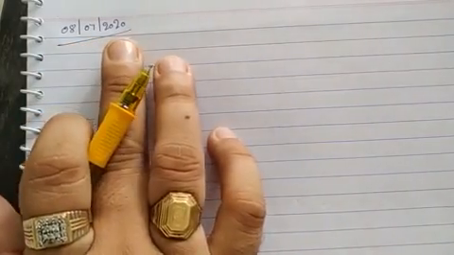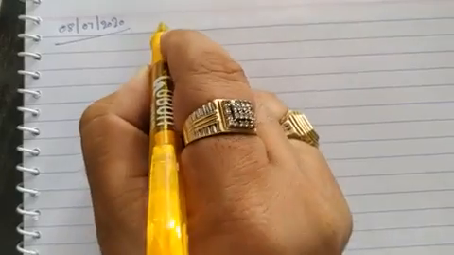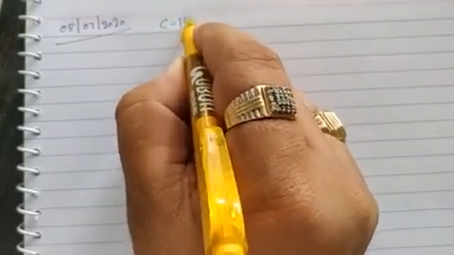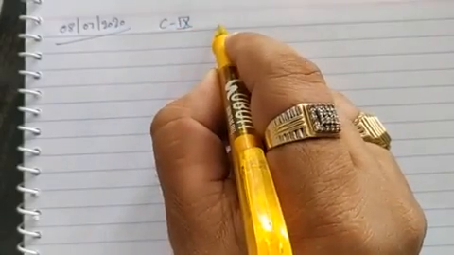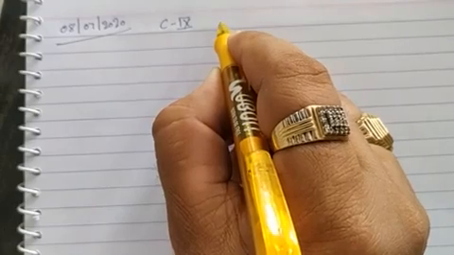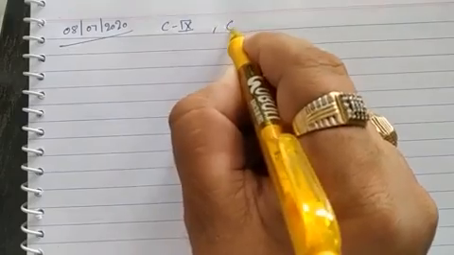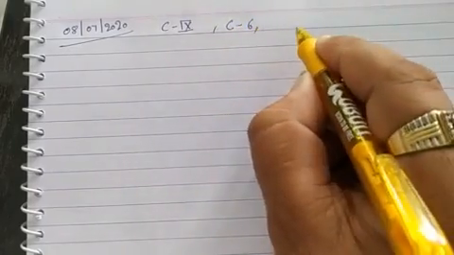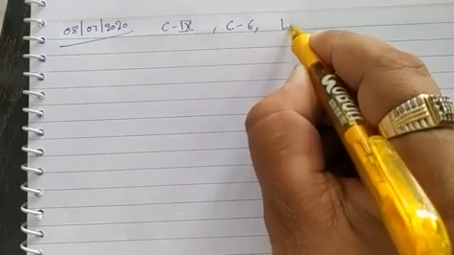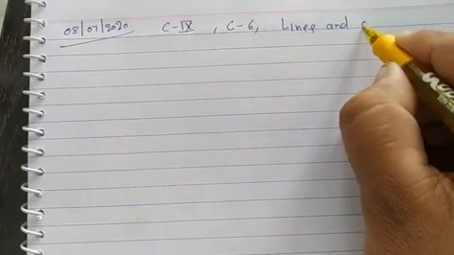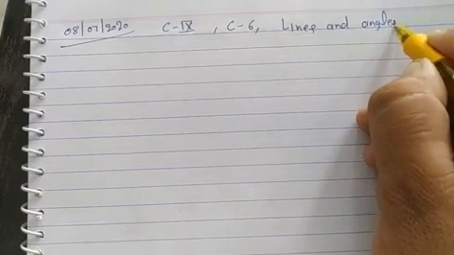In today's class, on 8/7/2020, we are going to discuss mathematics of class 9th. Which chapter is going on? Chapter number 6. What is the name of the chapter? Lines and angles.